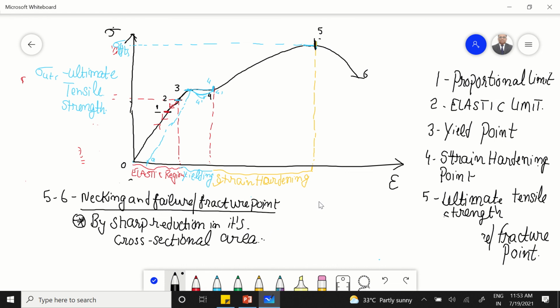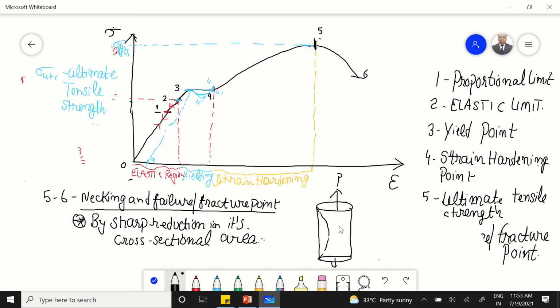Now the question is, how does it look like? It actually looks like this. Let me draw this cylindrical specimen. This is the actual specimen before the test. Now as you are increasing the load here, it will actually follow a type of necking.